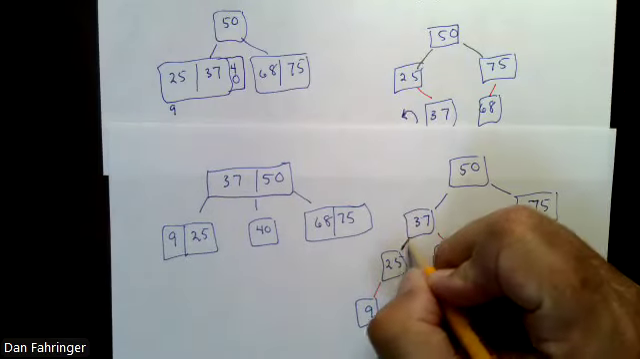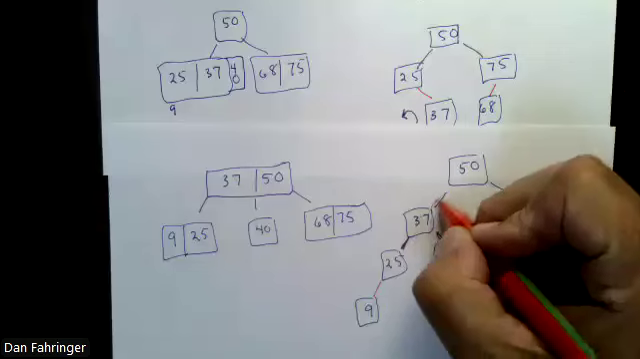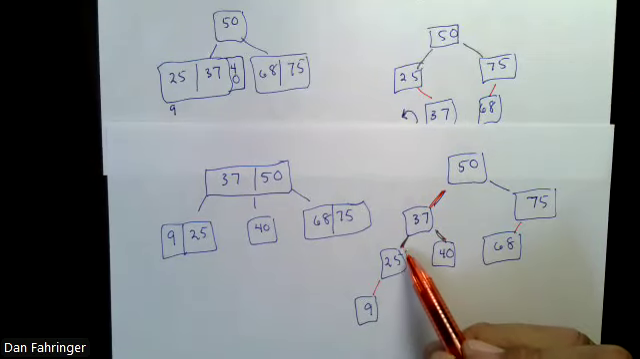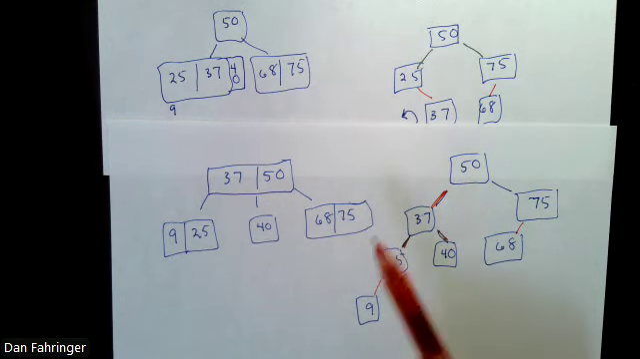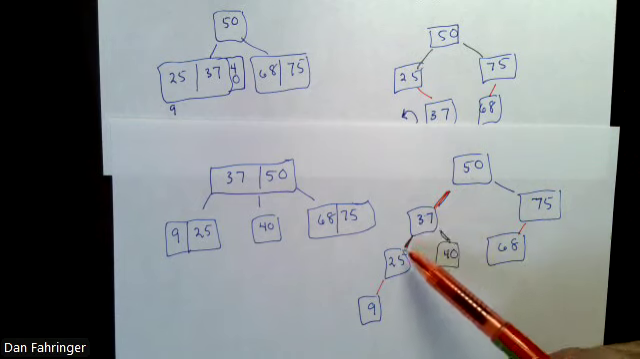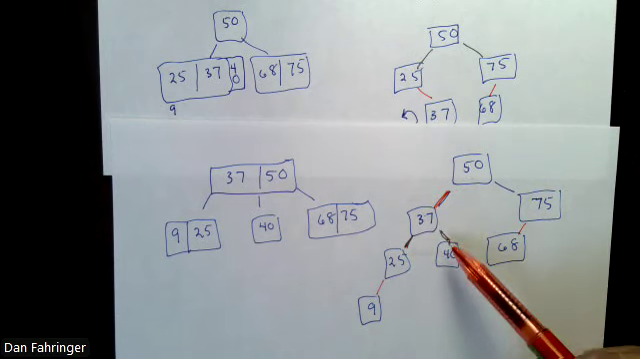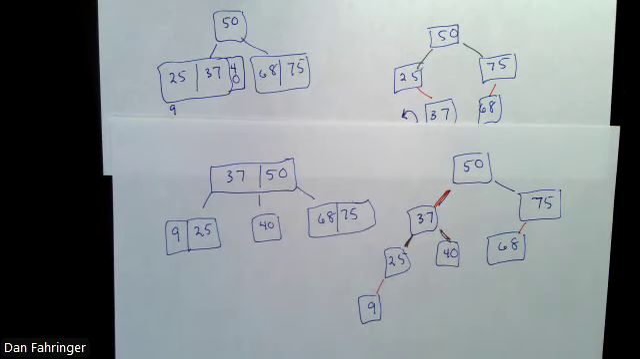And now 37 gets promoted up, so we went up that level. These two both changed to black. This one changed to red. Now I'm peeking over there. 37, good. There's a link to 9 and 25. There's a link to 40. There's 68 and 75 siblings. Nice.